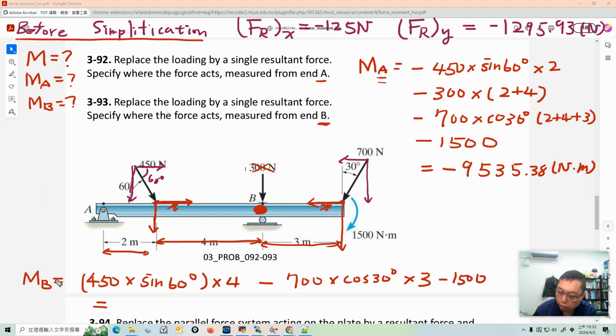So this is the result of the total moment of this system before simplification. Let me check my equation. Did I write it right? Yeah, it's right. So the answer is minus 1759.81 Newton meters. So we got all the information before simplification, the resultant force and the resultant moment.